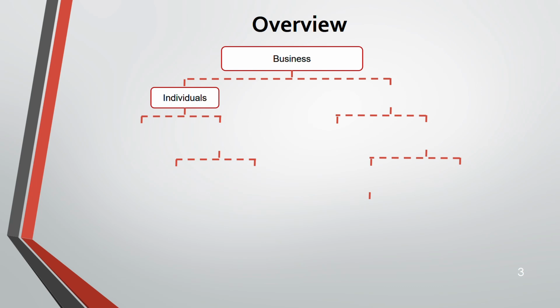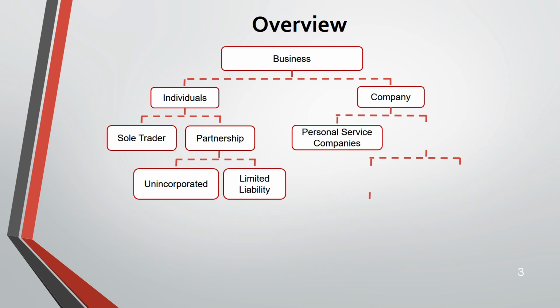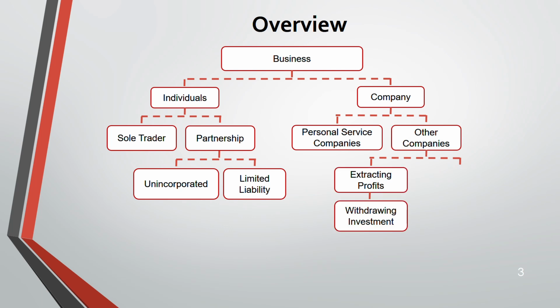So business: individuals can have business or company. If it's an individual, it's sole trader or partnership. We have covered it. Unincorporated and partnership could be limited liability. For company, there could be personal service companies and other companies. Other companies, how do they extract profit and how do they withdraw the investment?